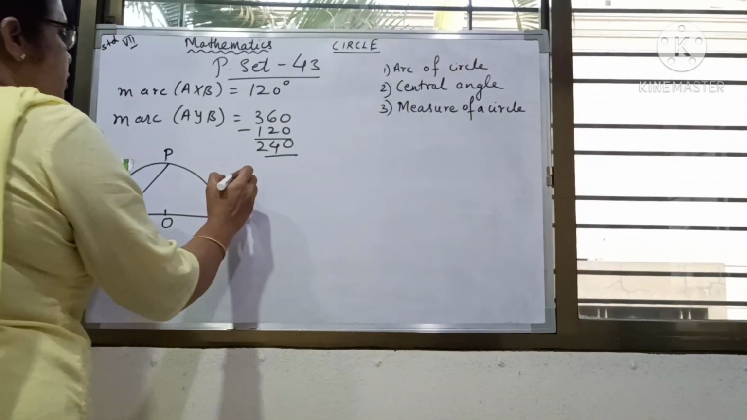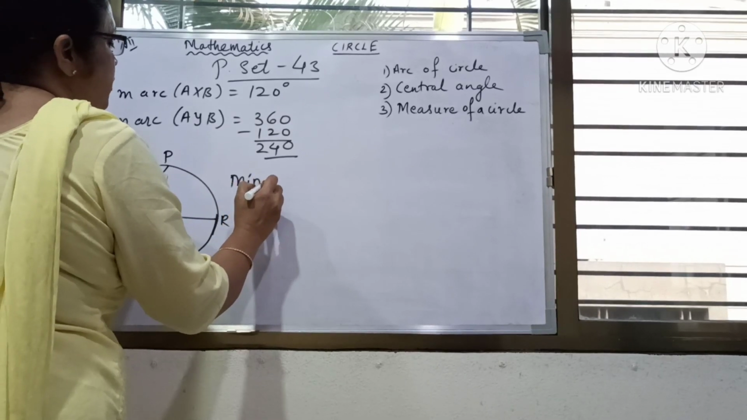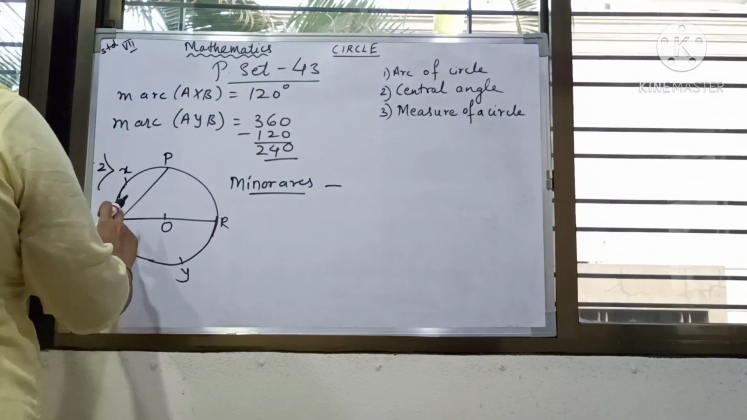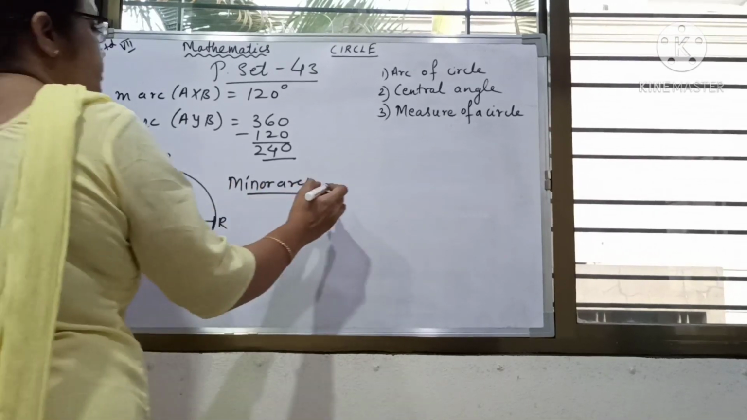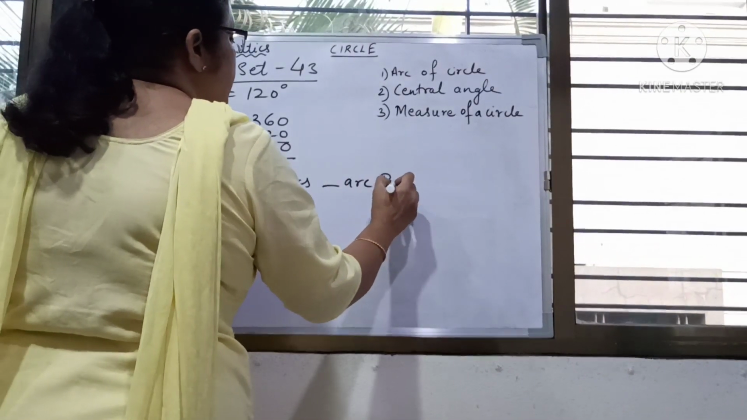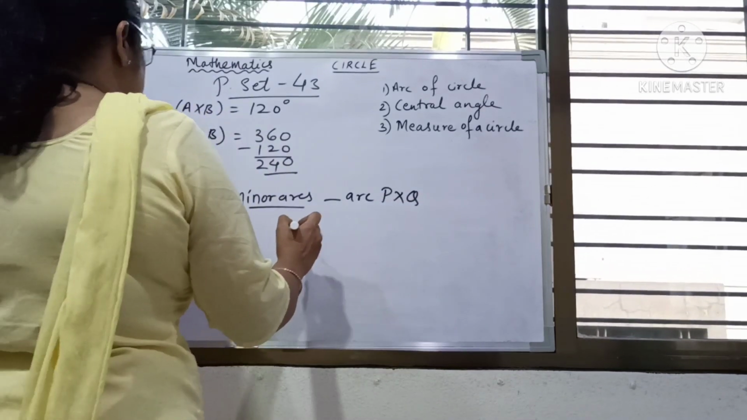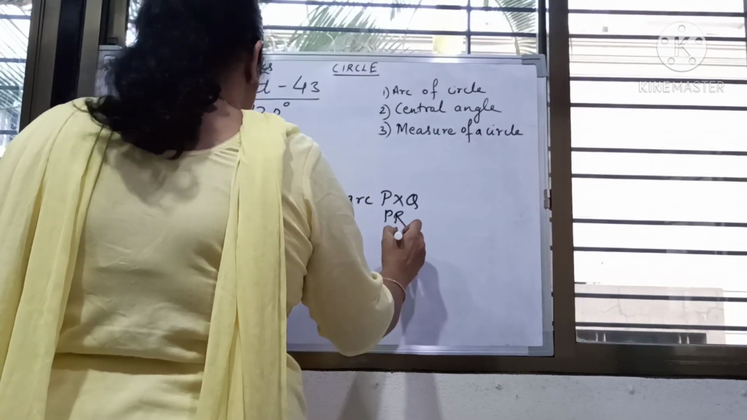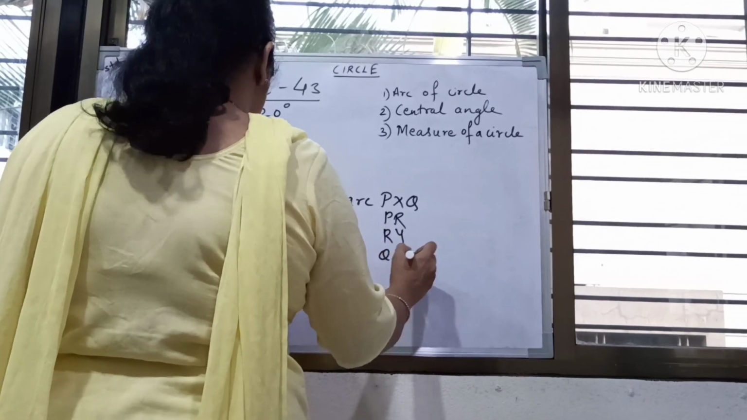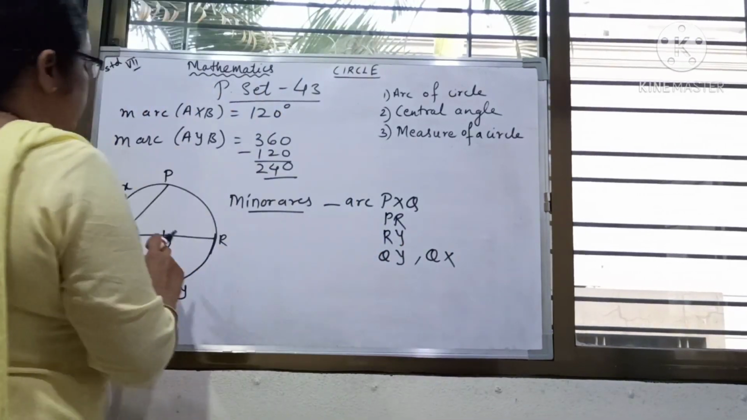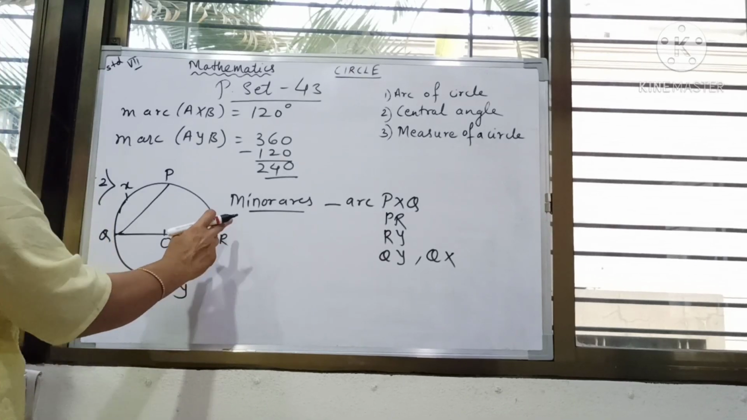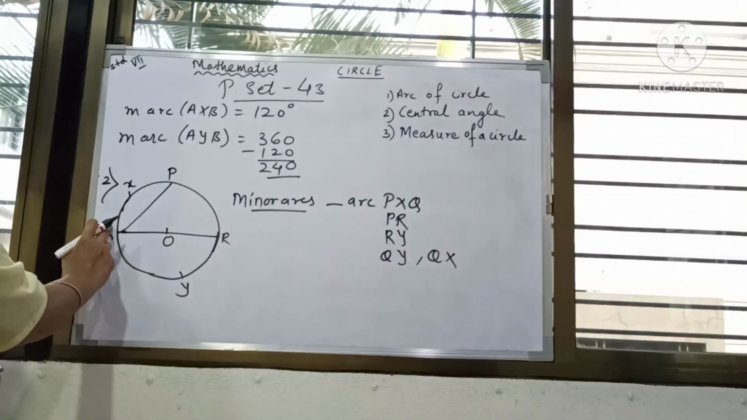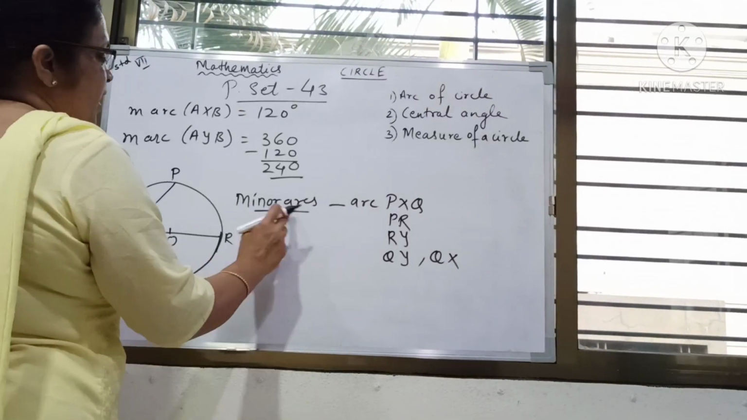So first of all write down the minor arcs: arc PXQ, then arc PR, RY, QY, QX. These are the minor arcs.